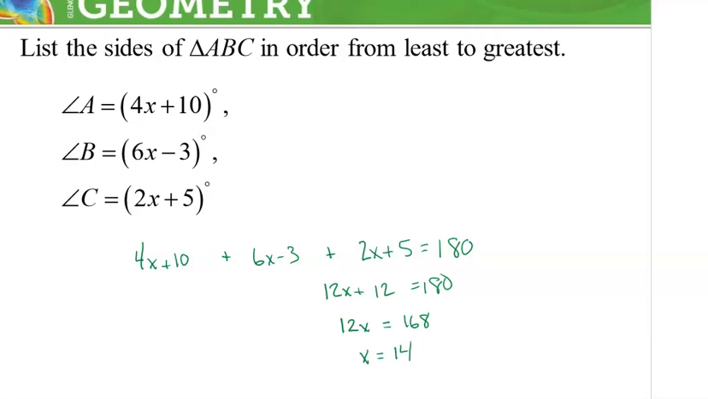Put 14 into each of these, you get 4 times 14 plus 10. 6 times 14 minus 3. And then 2 times 14 plus 5.